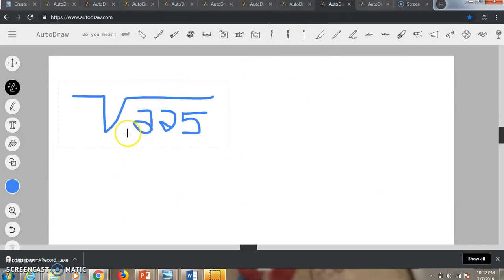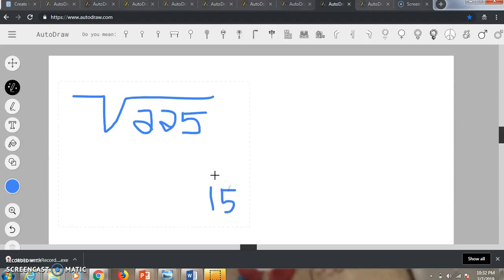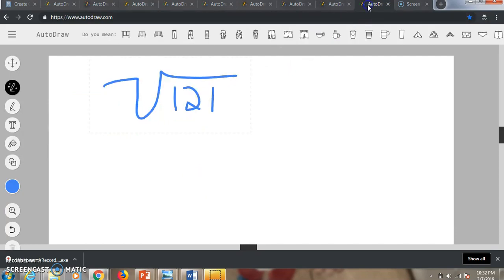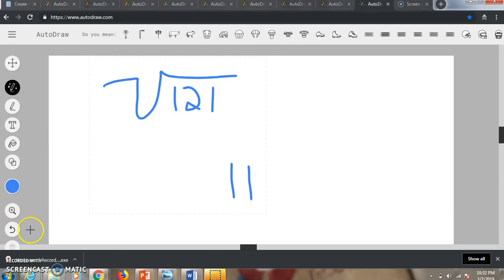Next two are just square roots, so you can use a calculator for these, and you would need to find the same number multiplied by itself. In this case it would be 15, because 15 times 15 would give you 225. And the last one, square root of 121, would be 11, because 11 times 11 would give you 121.